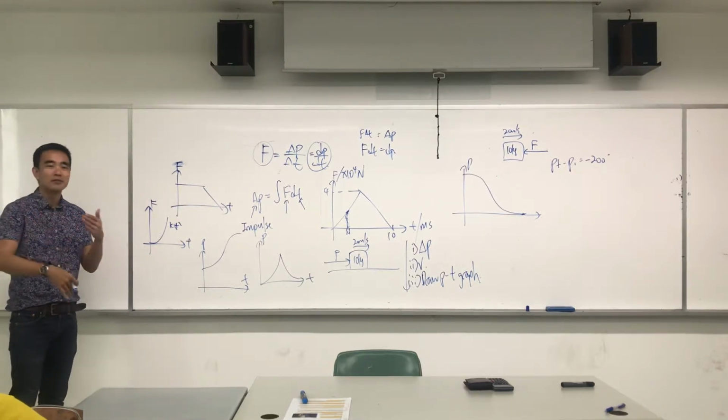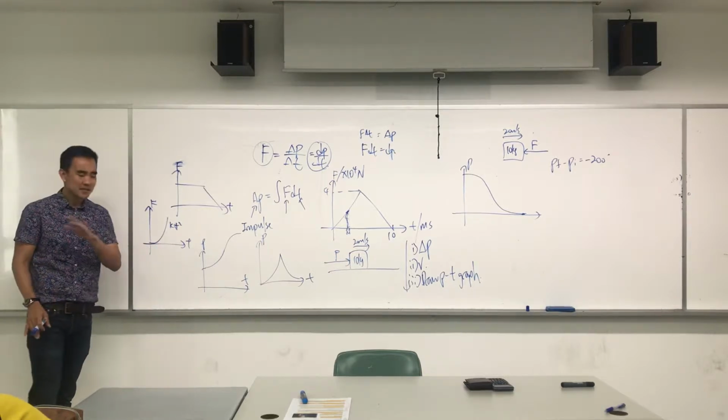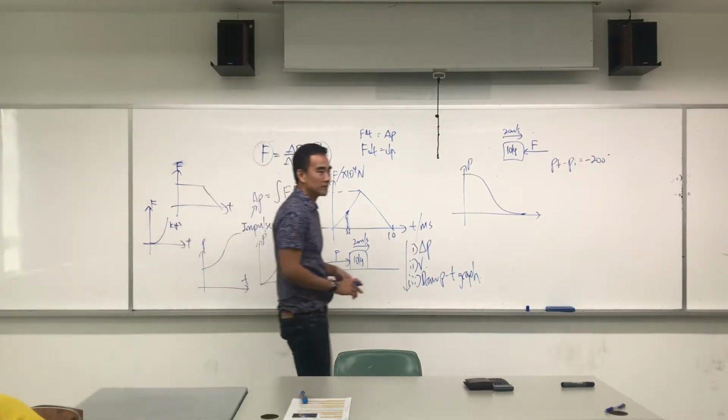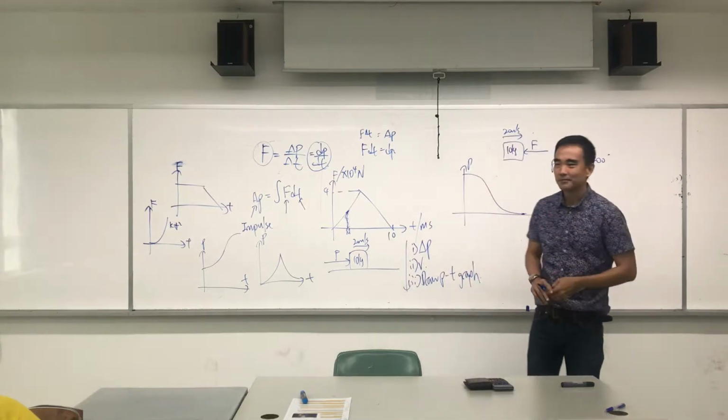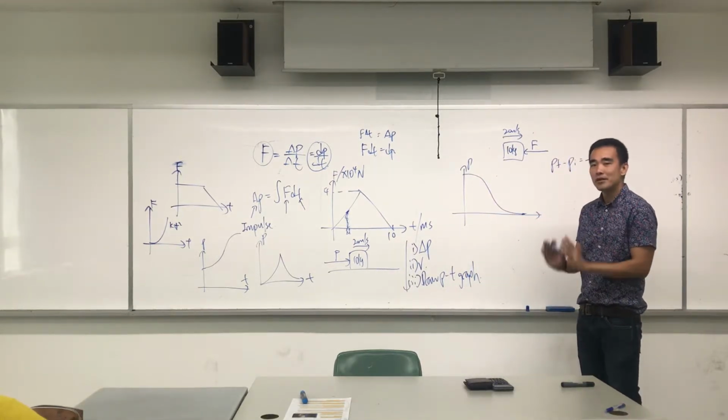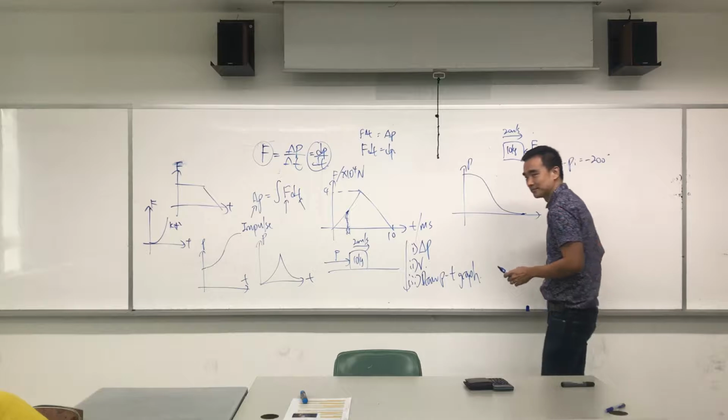Once I'm done with the normal, I'll come back and show you how to do it. Same concept, just that you apply calculus. I can give you a different shape, but the concept is the same. Area under the graph is change in momentum.